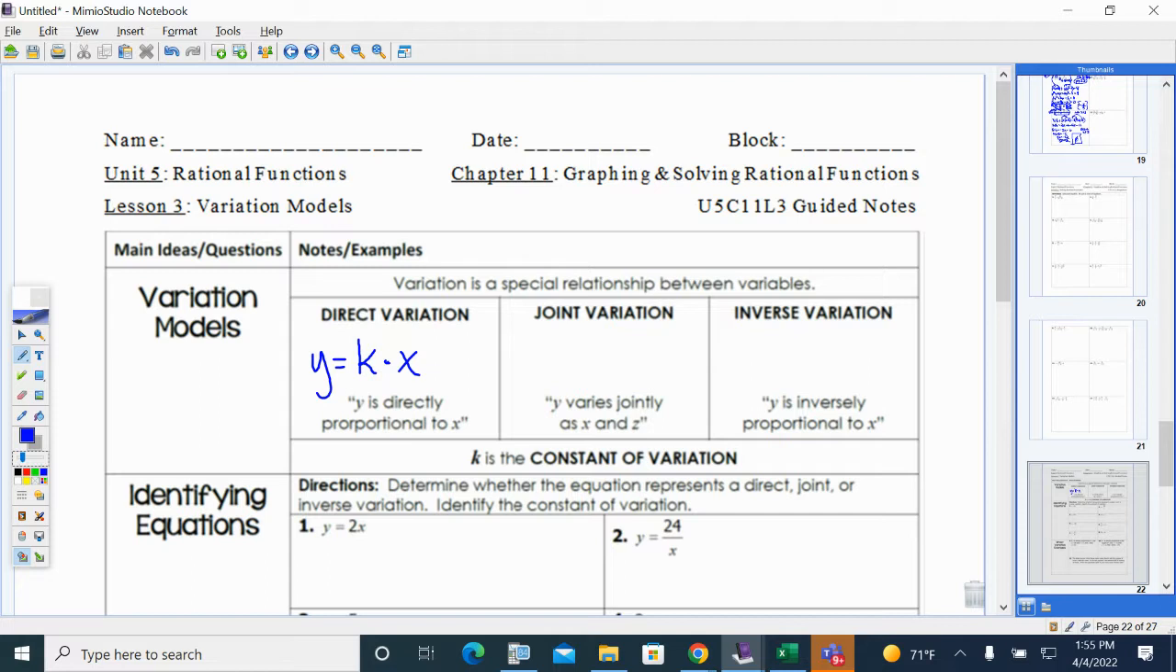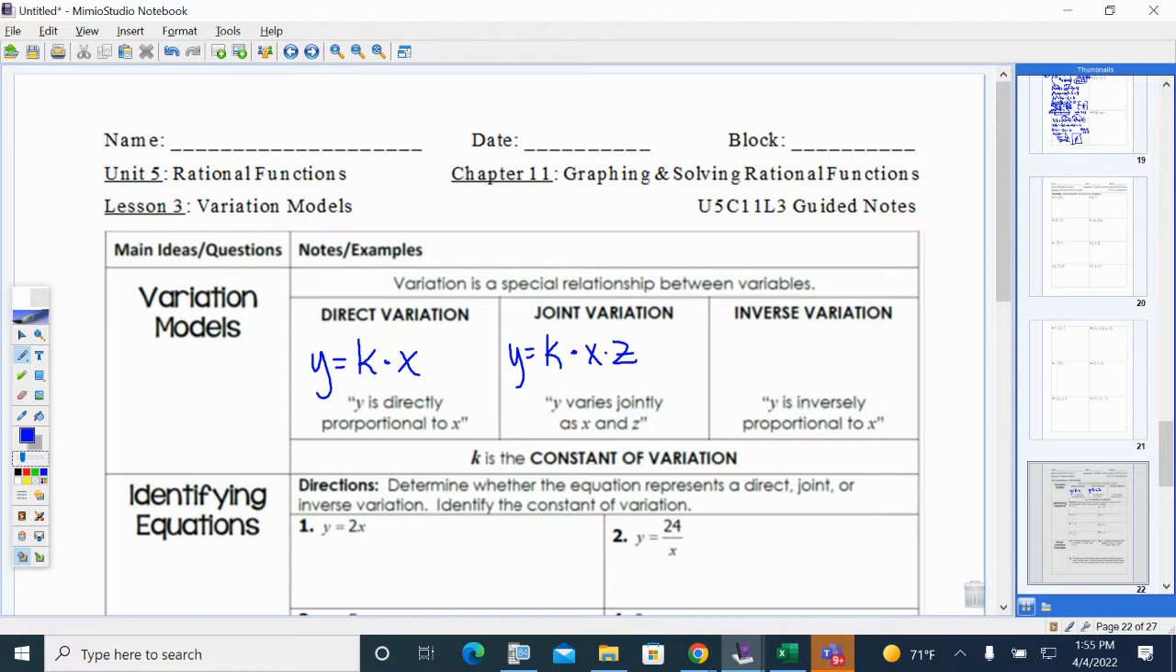Then we have something called joint variation. Y equals k. There's that k again. But we have joint, so there's two other things that are related. So y equals k times x times z. Y varies jointly as x and z.